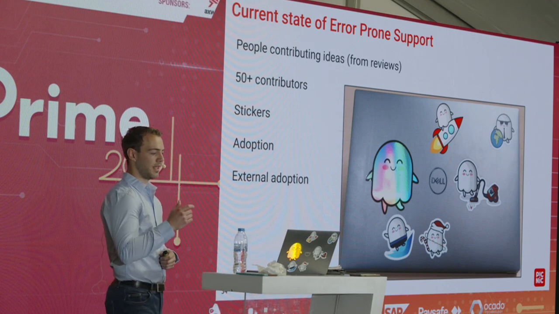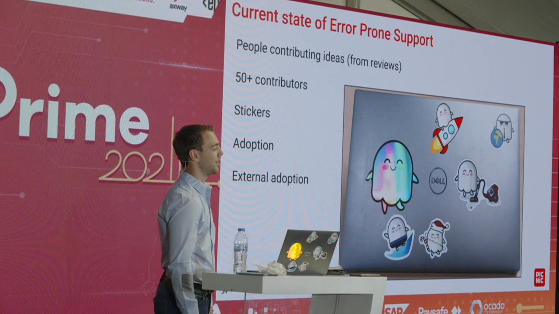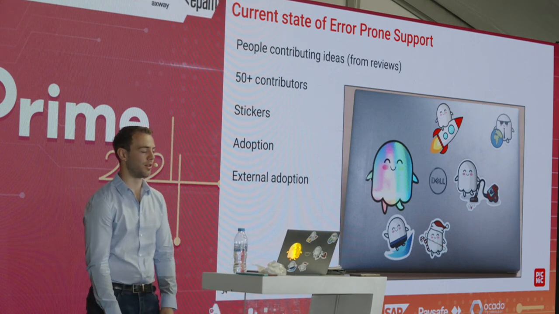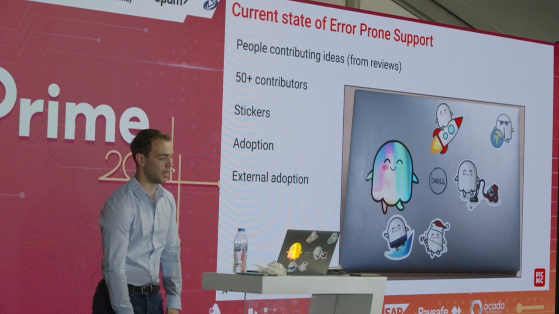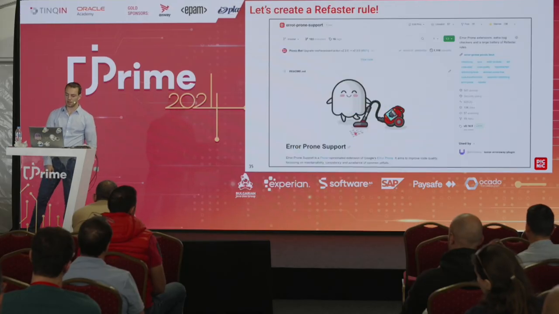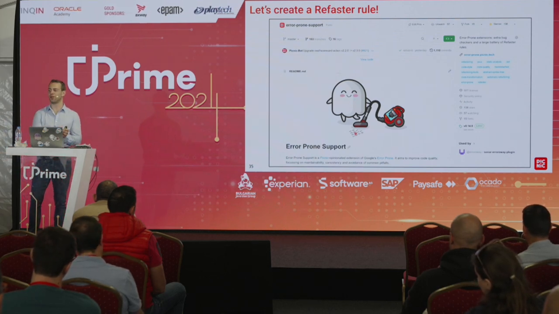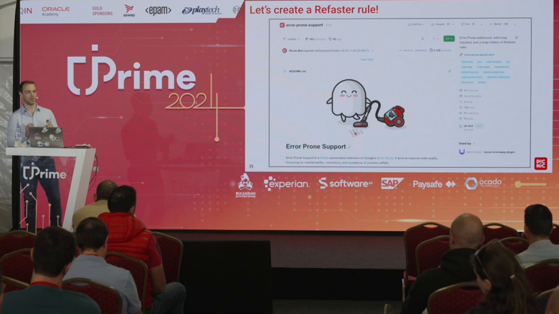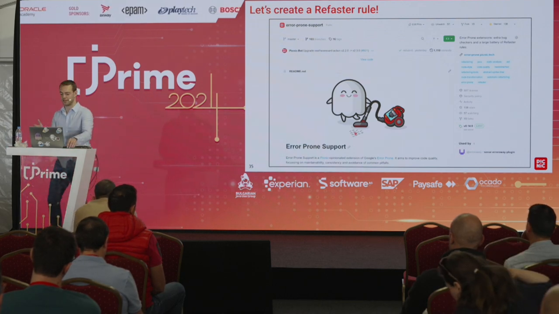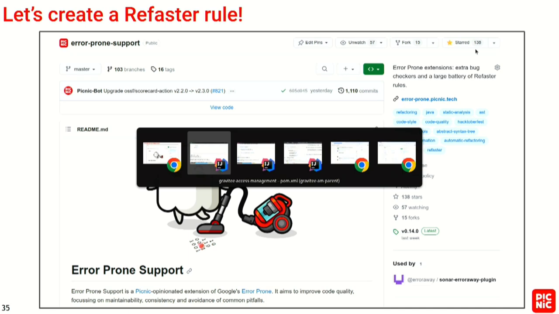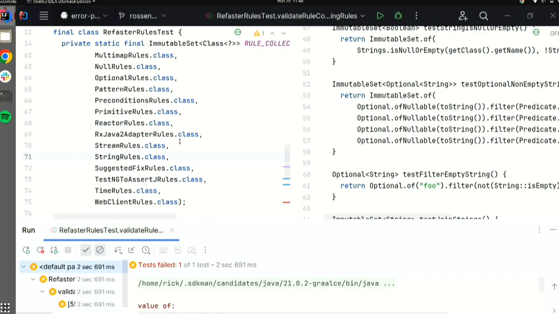In terms of external adoption, we're also doing quite well. There are some open source repositories like CheckStyle and Moderne OpenRewrite that are using our refactor rules. So that's quite cool to see. And to really show you how easy it is to implement your own refactor rule, I'm going to try and do a small live demo. So let's switch to the code. And of course, I already prepared something for you.